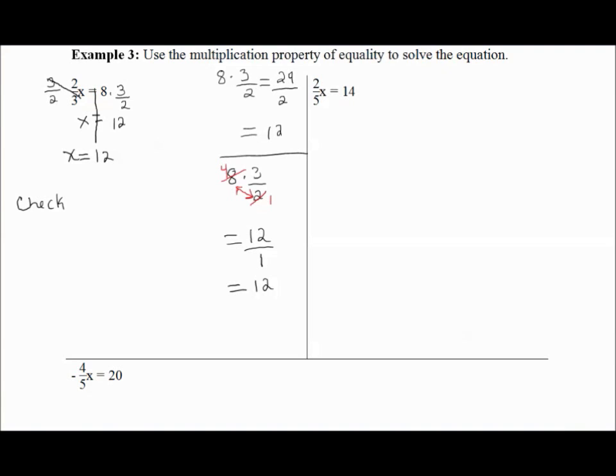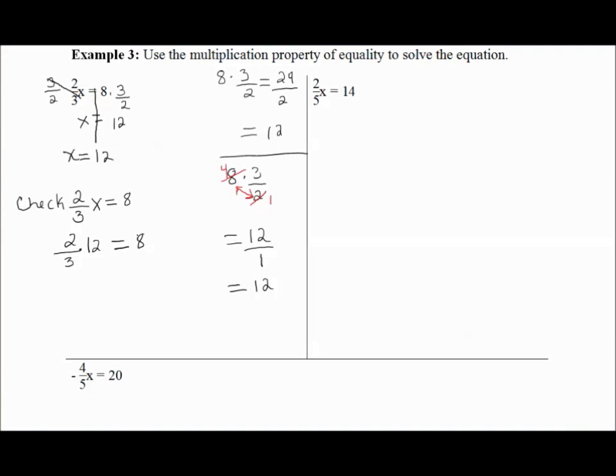The original equation was, excuse me, not 3, but 2/3 x equals 8. I'm going to replace the x with 12, and it should equal 8 if I have the correct answer.